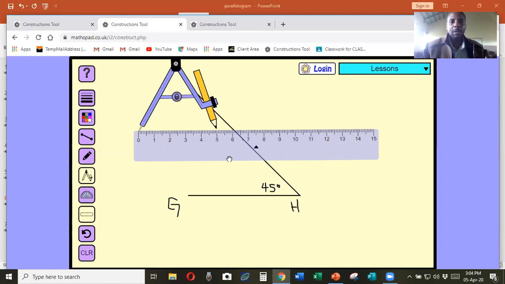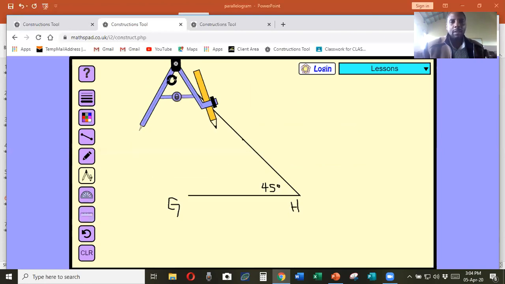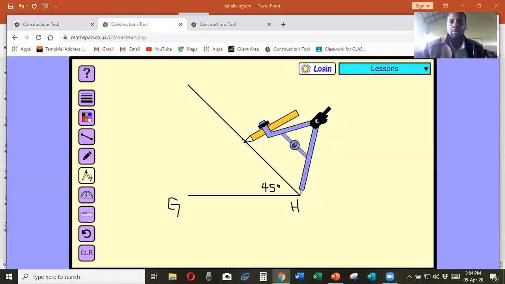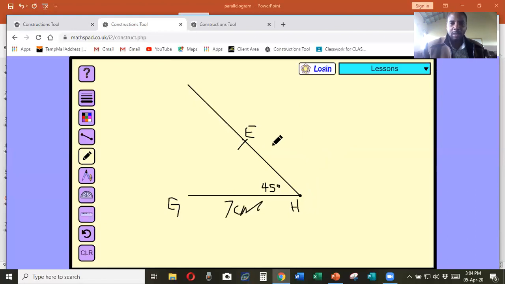I lock my compass, I remove my ruler, then I stand at point H, then I tilt my compass to cut now EH, which is 5 centimeters. So I just cut like that. So that represents EH. In the compass, this is now EH, which is 5 centimeters. Remember, this is GH, which is 7 centimeters. This is EH, which is 5 centimeters.